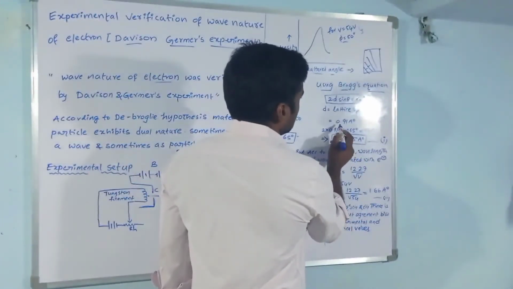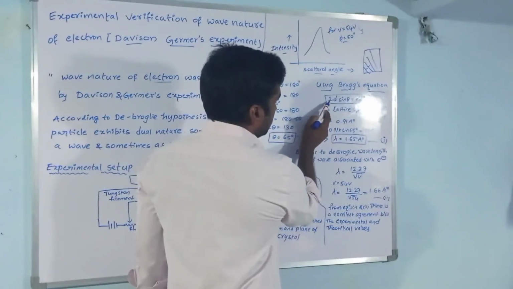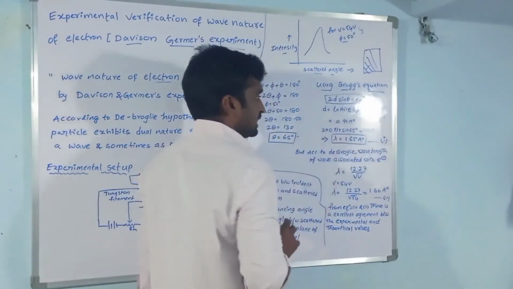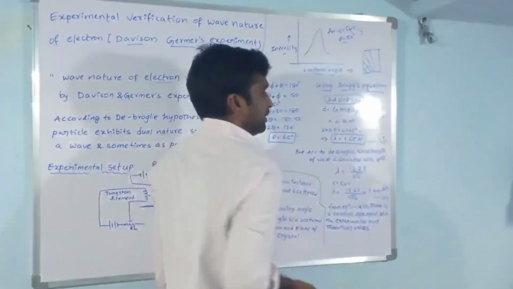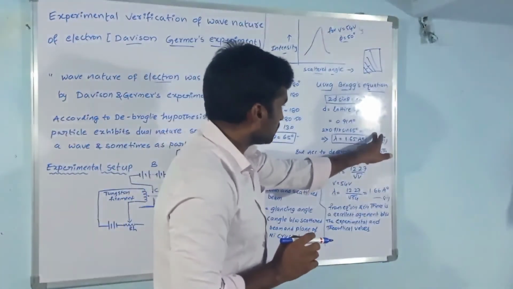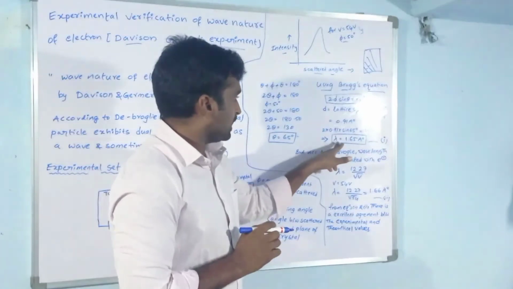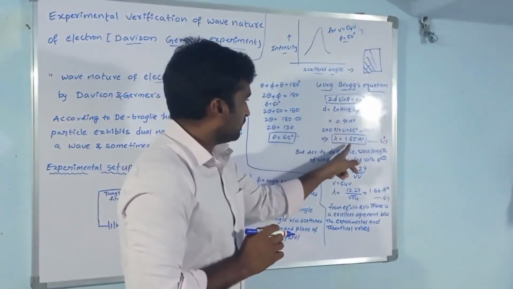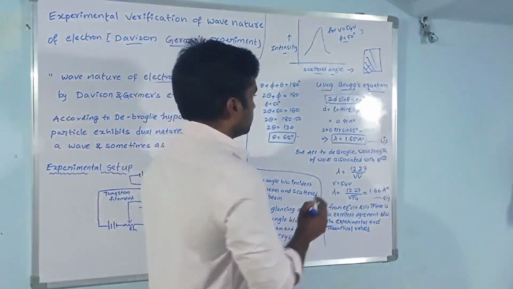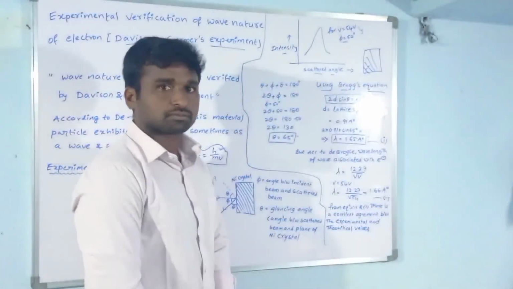So I am substituting these values of d and theta in this equation. 2 into d, which is 0.91, into sin theta, which is sin 65, equals n lambda. n means I am taking first order, that means 1, equal to lambda. So I am calculating the wavelength. Lambda is equal to, if we calculate, 1.65 angstrom. This is the experimental value, the experimental wavelength.